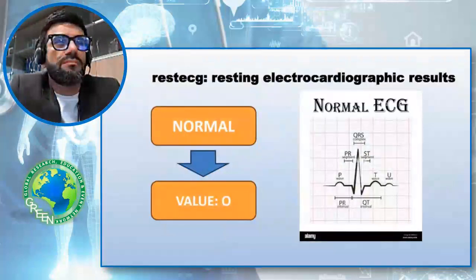About the next slide, it's another attribute, RESTECG. It refers to resting electrocardiographic results, which are used to evaluate the heart's electrical activity while the patient is at rest. This result is typically classified into three categories. First of all is normal. The value is 0, and it indicates a normal resting ECG. On the right side, you can see a picture of this value.